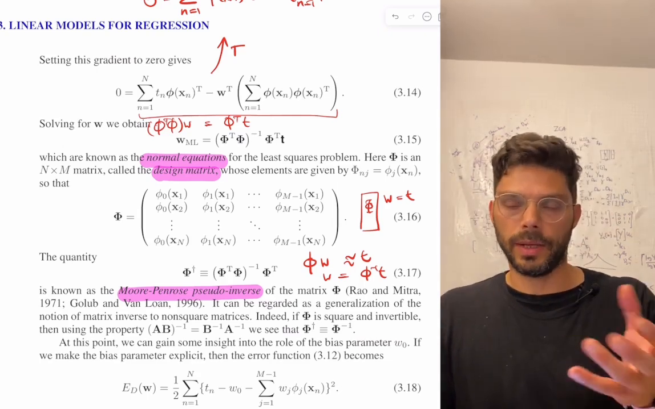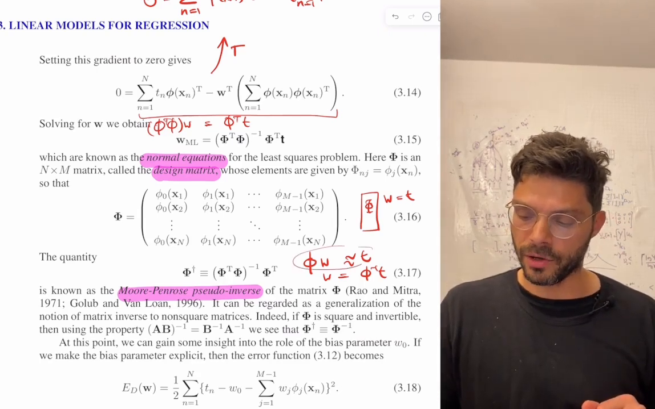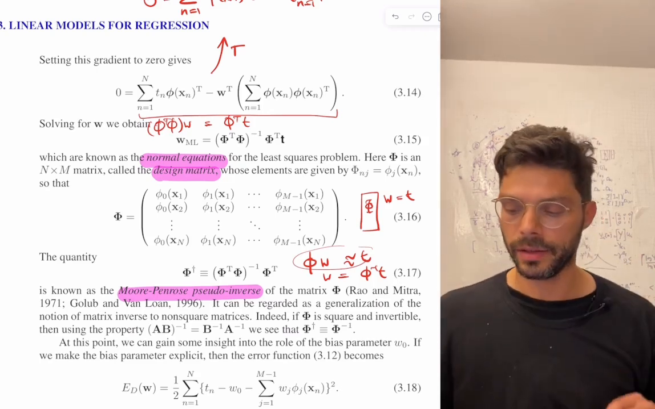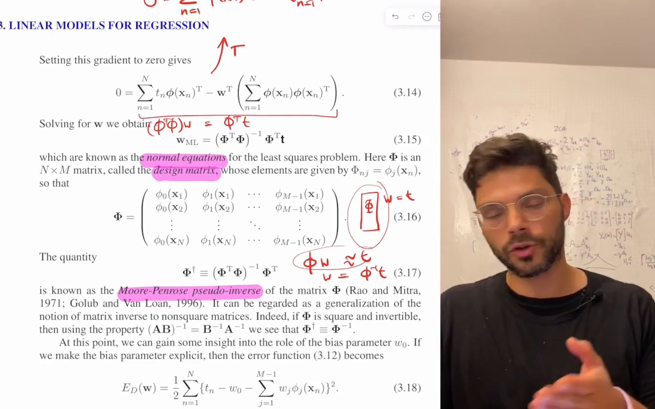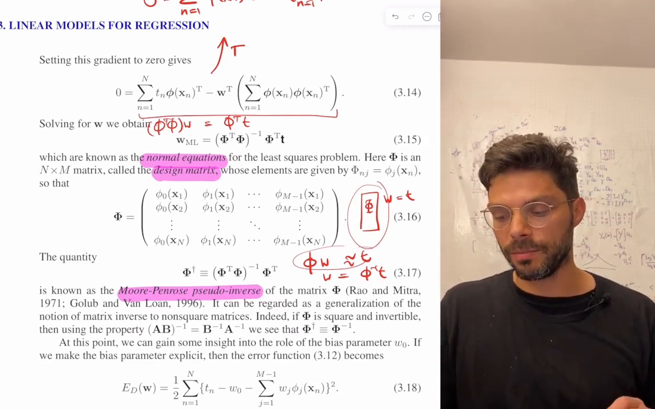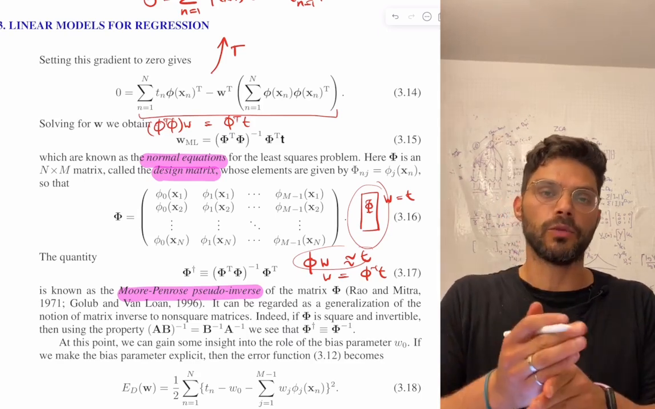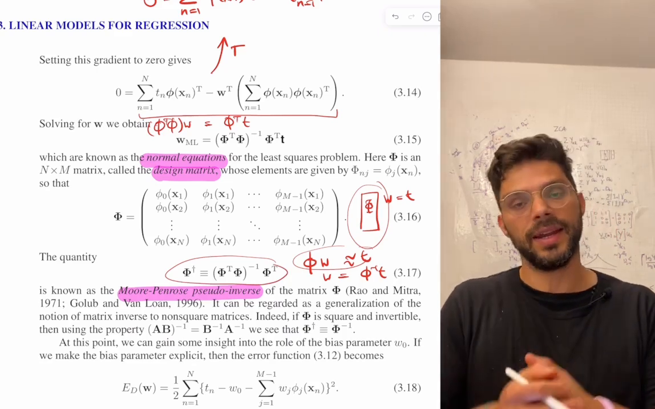So what does the inverse do? We'll talk about this again. When you can invert it, it gives you a w where when you multiply w by phi, you get t exactly. Well, in the situation we're in, in most cases we can't actually match t exactly, but what we want is to get as close as possible in the least squares sense. And this pseudo inverse, the property that it has is that it gives you that value.